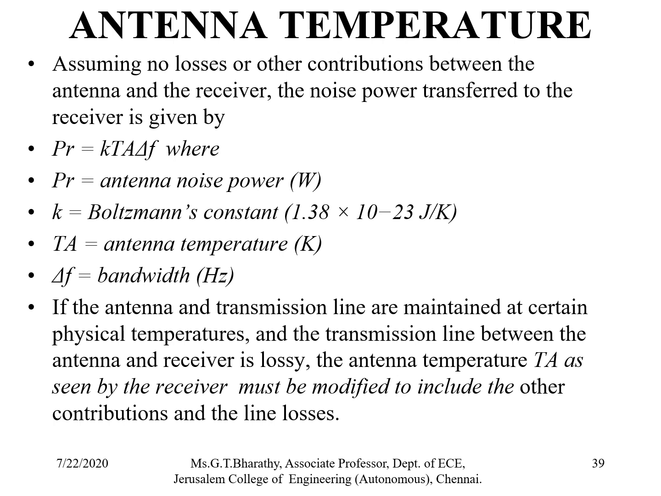So assuming that there is no loss or other contributions between the antenna and the receiver, you can define the noise power transferred to the receiver as PR equal to K T suffix A del F, where PR is the antenna noise power given in watts, K is the Boltzmann constant given by the value 1.38 into 10 power minus 23 joules per Kelvin, T suffix A is the antenna temperature in Kelvin, and del F is the bandwidth in Hertz. So this formula of received power is with an assumption that there are no losses.